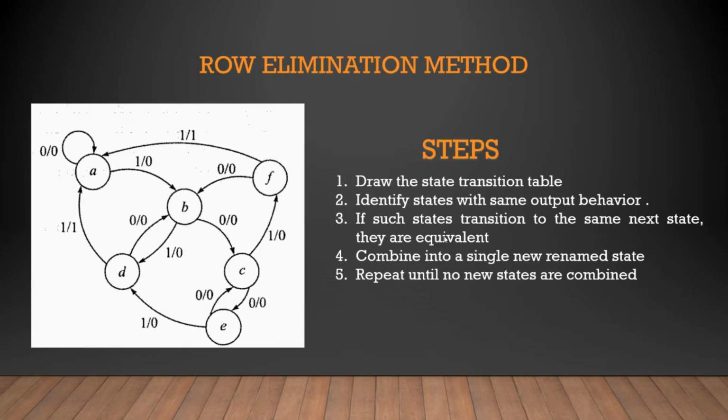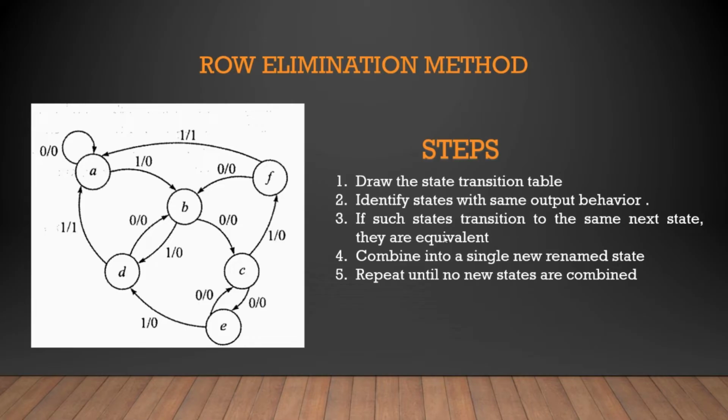So let's take up this example that you can see to the left of the screen, and we are going to apply these 5 steps that have been enlisted here on the right half of the screen, and that would help us reduce this state diagram into a simplified non-redundant form. The first step is to obtain the state transition table from this state diagram, after which we are going to identify the states whose outputs are the same. So the output behavior is going to be the same.